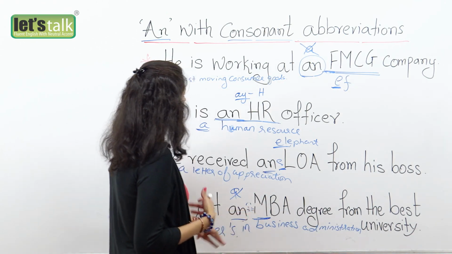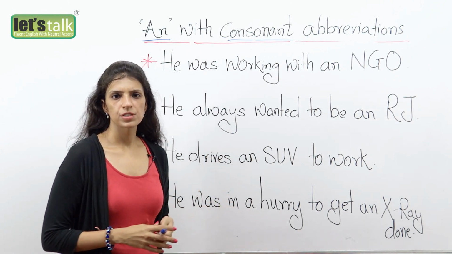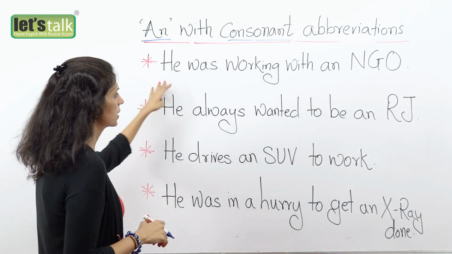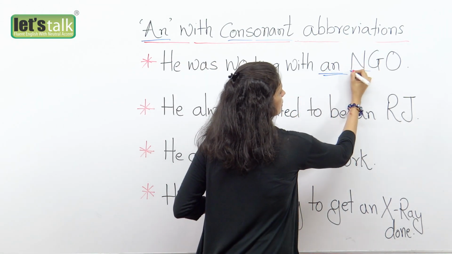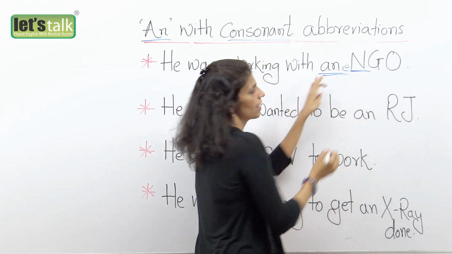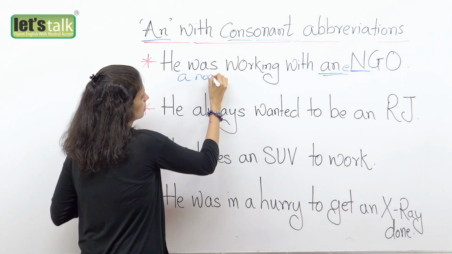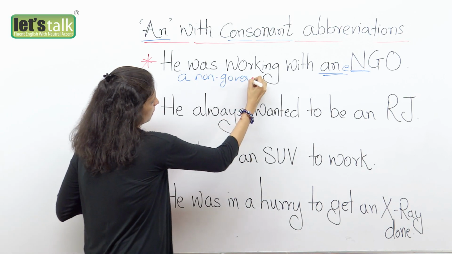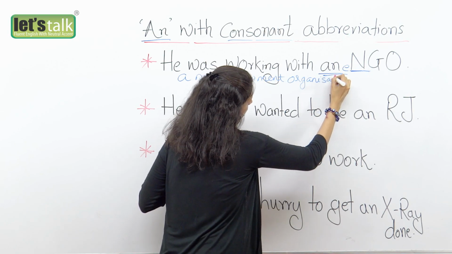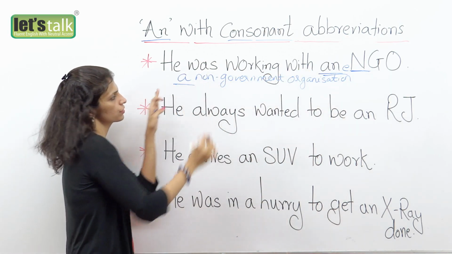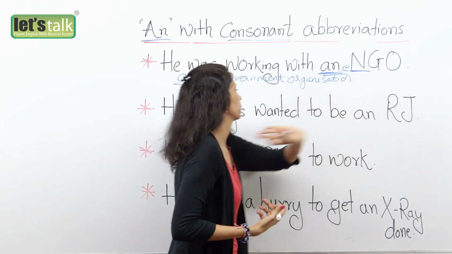Okay friends, so I'm going to tell you more about him and his life. So I asked him, before the FMCG company, where was he working? He said he was working with an NGO. Now why an NGO? Because again, consonant letter with the vowel sound N, an NGO, or he was working with a non-government organization. So use a with the full form, or an with NGO.